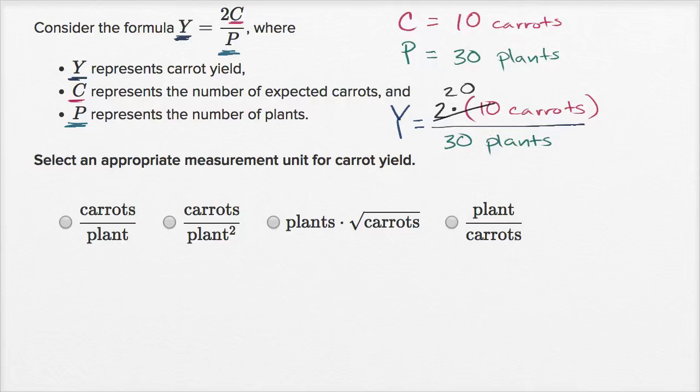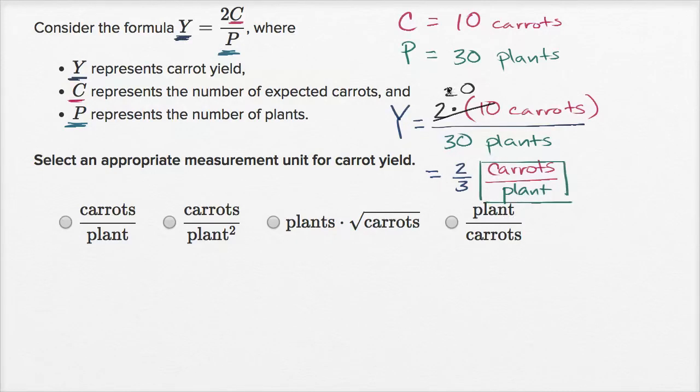And so that is going to be equal to, you could divide the numbers, 20 divided by 30, which is 2/3, and then the units would be carrots per plant. 2/3 carrots per plant. Once again, the whole point of what I just did is to see what the units would be for our carrot yield, and we can see the units would be carrots per plant.